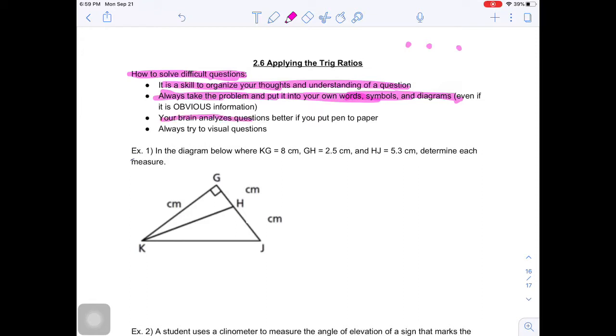Your brain analyzes questions better if you put pen to paper. So even when you're feeling maybe anxious or nervous, you might write stuff down. That's because your brain is analytical, okay? It looks at things and wants to write it down and organize. That's just human nature. And you always want to try and visualize questions, okay? Even if it's a simple triangle, draw that triangle.